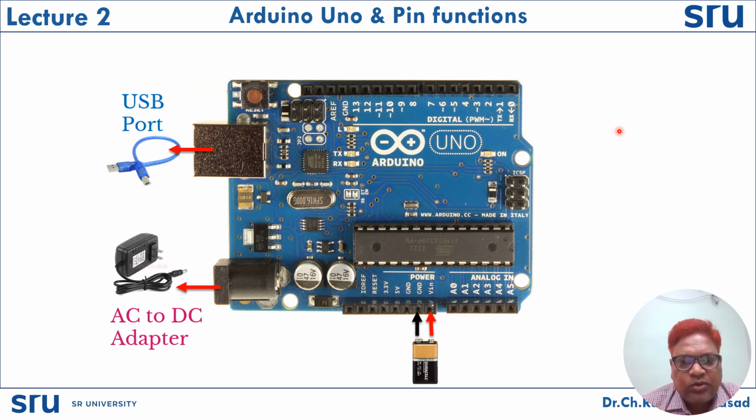Once you provide the required amount of supply, between 7 to 12 volts, the Arduino Uno will be turned on, and it will indicate this by turning on a green color LED available here. When this is powered up, it means the Arduino Uno is having the required amount of power. Otherwise, you need to check the board.